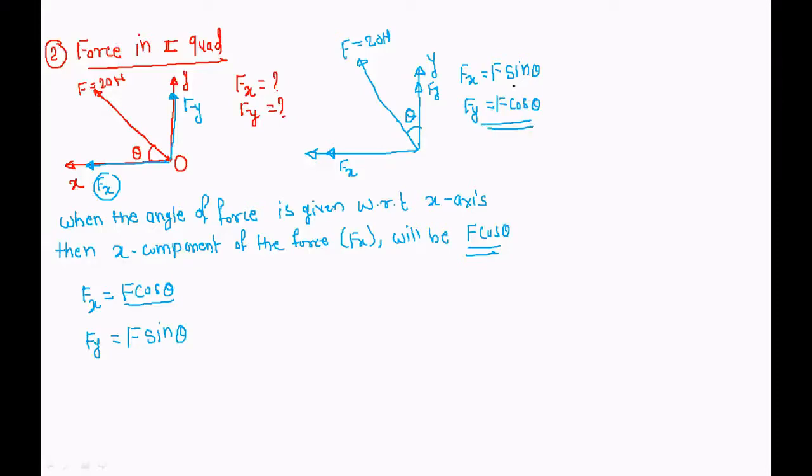So these are the magnitude of the forces along x direction and along the y direction. Okay. So in this case, when the force is in second quadrant and angle theta is given with respect to x-axis, Fx is equal to F cos theta and Fy is equal to F sin theta. Now, when we consider these forces in the calculation, then we have to consider the sign. Okay. So how we will decide the sign? Here, Fx force is directed towards the negative x-axis. Okay. Therefore, we have to consider this as a minus F cos theta, and Fy is directed towards the positive y-axis.